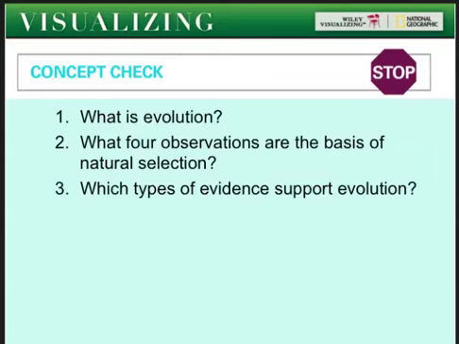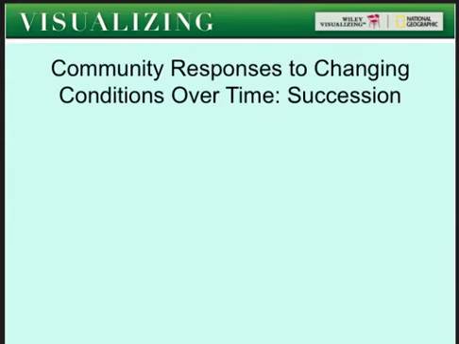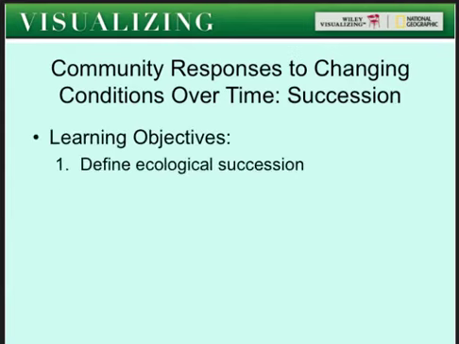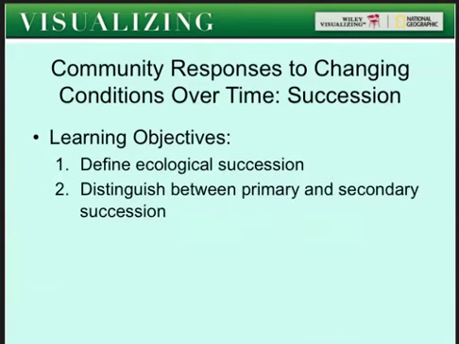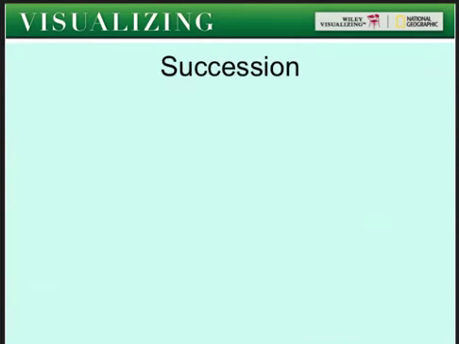Now, as we move on, one of the things that we want to understand is not only do organisms themselves change their characteristics over time as a response to natural selection, but communities themselves can change over time as a result of both abiotic and biotic change, and this is called succession. What we're going to do is define it, and then we're going to distinguish between primary and secondary succession.